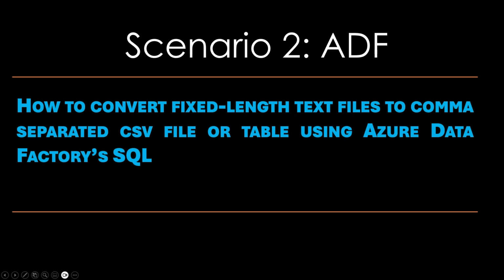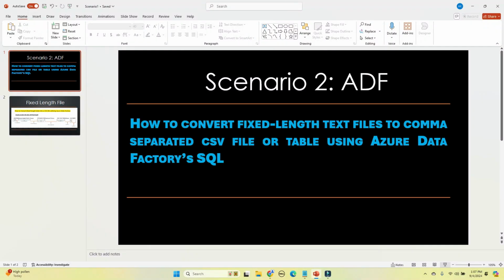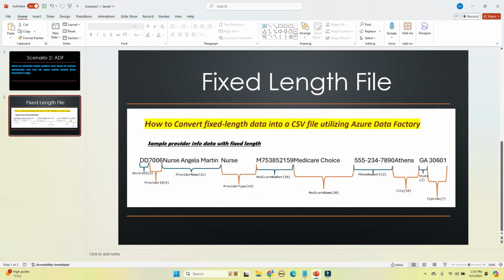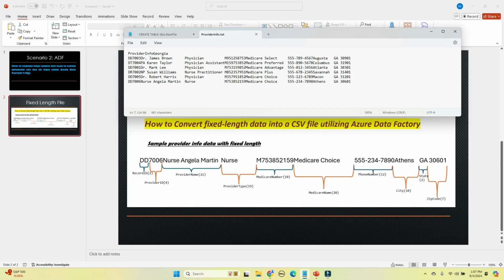Hi friends, in this video we will see how to convert a fixed-length text file to a comma separated CSV file or a table using Azure Data Factory and SQL. Before that, we'll see how the flat file looks. This is my sample flat file.